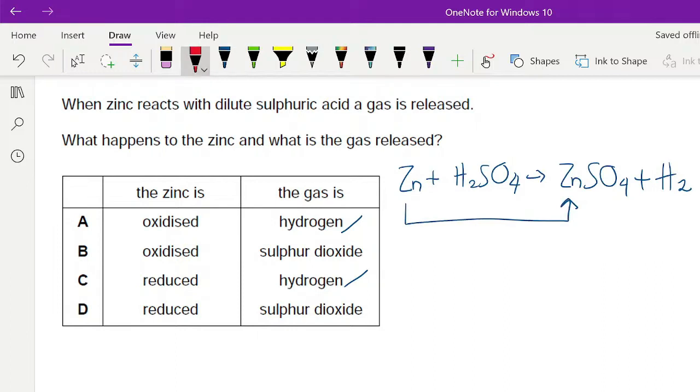So what happens here to the zinc? Zinc at first has an oxidation number of 0. It has no charge. And then after the reaction, it has become zinc ion with a 2+ charge, okay? So zinc must have lost 2 electrons. Lose electron, oxidation. Remember, LEO says GER, right? Lose electron oxidation, gain electron reduction. So zinc is oxidized. Answer is A.